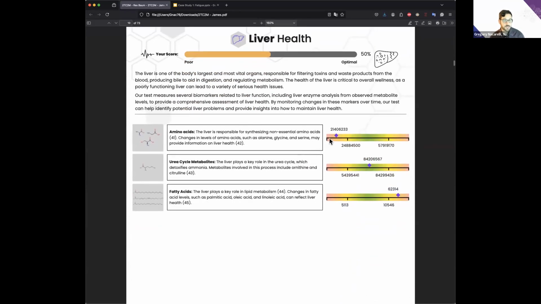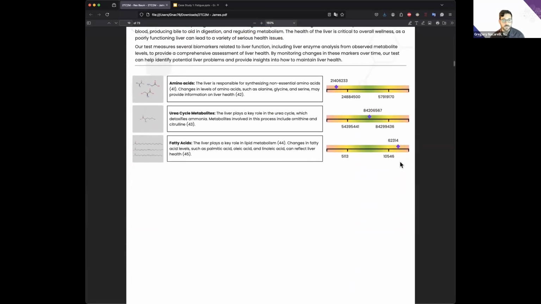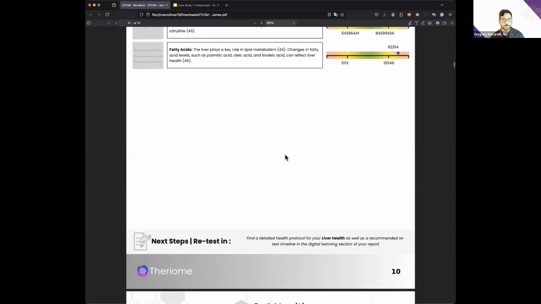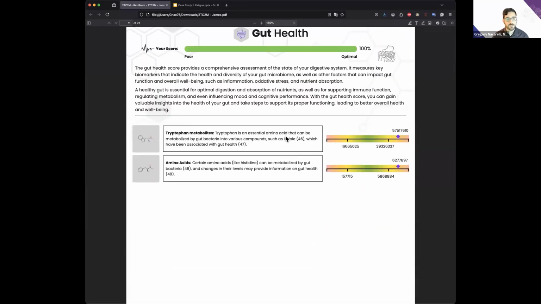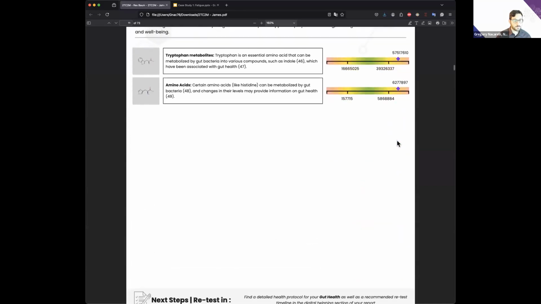Liver health, so I might want to increase his protein intake. His amino acids are a little bit on the lower end. And as I discussed, fatty acids, a little bit higher. Gut health, he didn't really have any gut symptoms, and his tryptophan metabolites are high. With serotonin, you don't want to be too high or too low. That could lead to gut dysregulation. So this could be a little bit on the higher end for my liking.